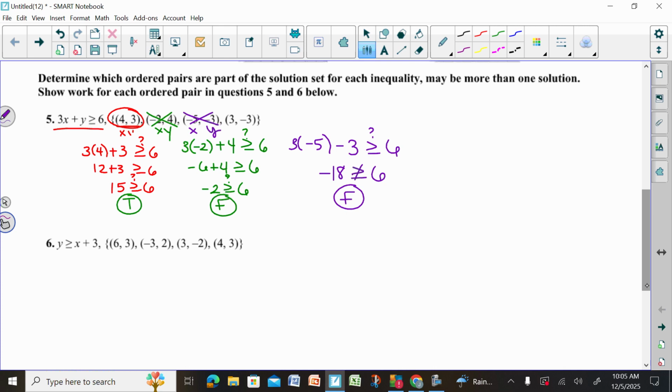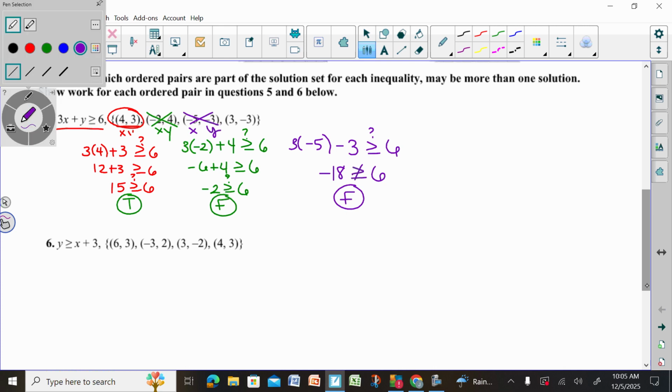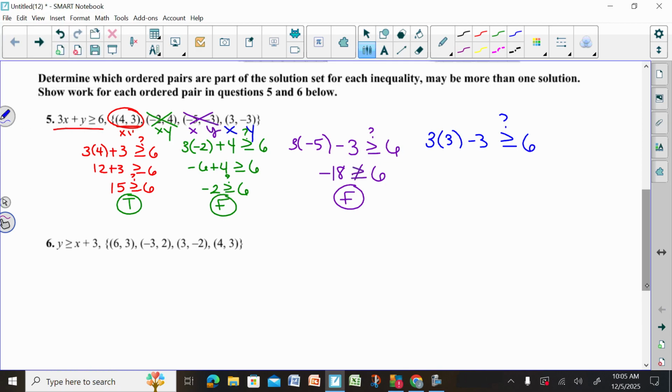And then the last one is 3, -3. So I'm going to do it one more time. You're going to show all the work. This is my x, this is my y. You plug them in. 3 times 3 minus 3, is that greater than or equal to 6? That's 9 minus 3 is 6, greater than or equal to 6. Yes, this is true because of that line. That line means equal to, so we're allowed to include it. So the other solution that would be in here is 3, -3.